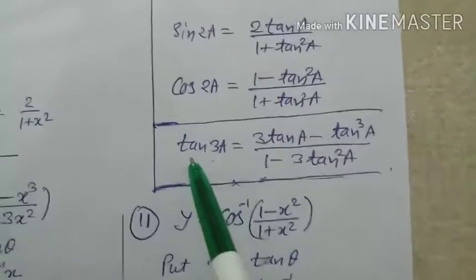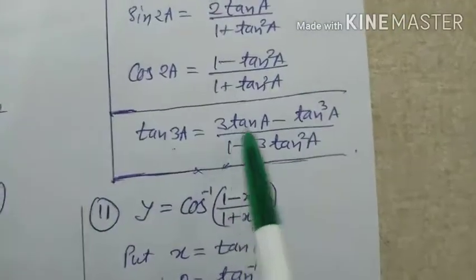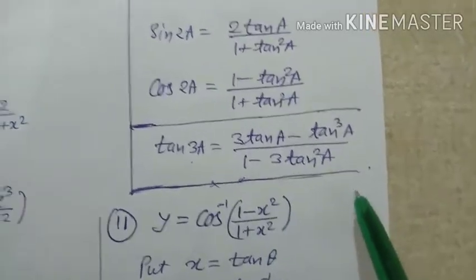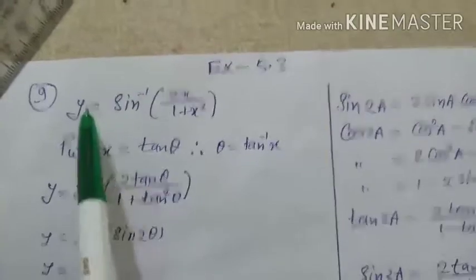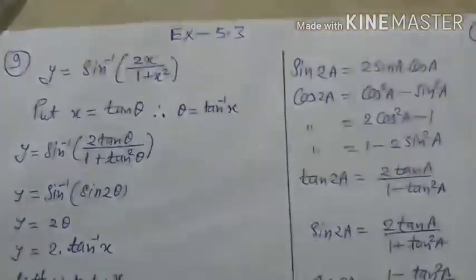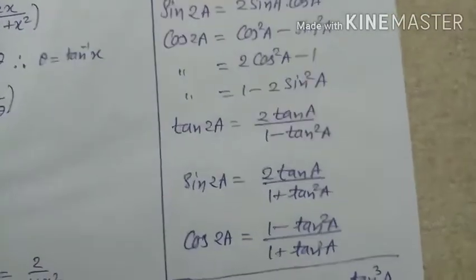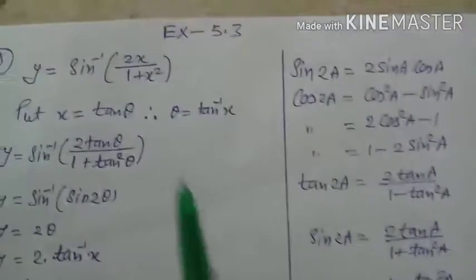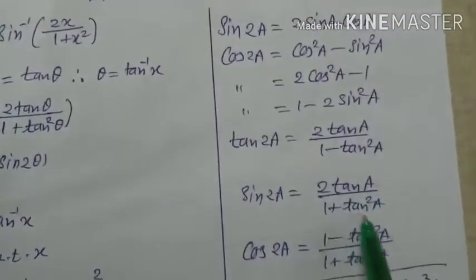And one more formula, tan 3a, which is 3 tan a minus tan cube a upon 1 minus 3 tan square a. So let's see the first question, question number 9. y is equal to sin inverse of 2x upon 1 plus x square. Now let's see here, 2x upon 1 plus x square, so this is 2 tan a upon 1 plus tan square a.